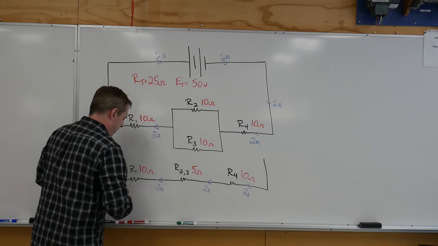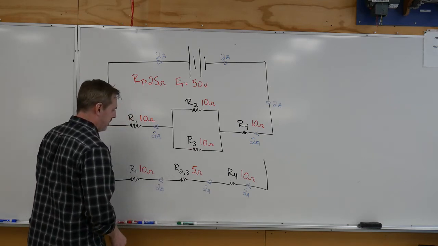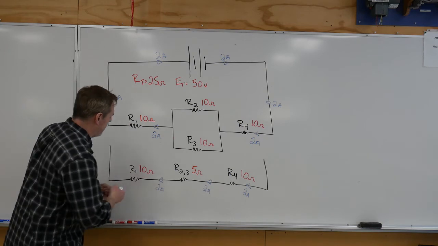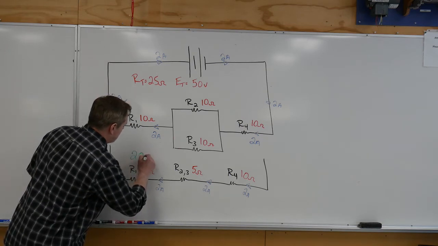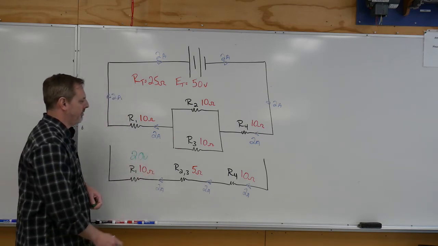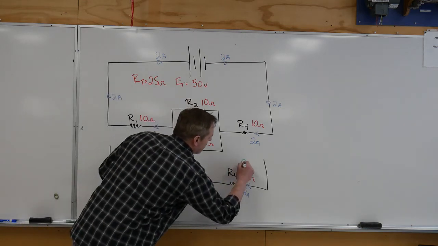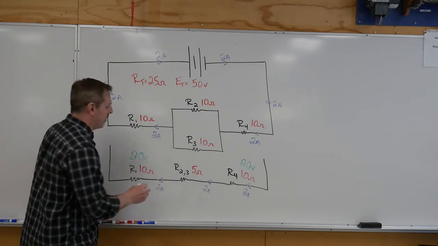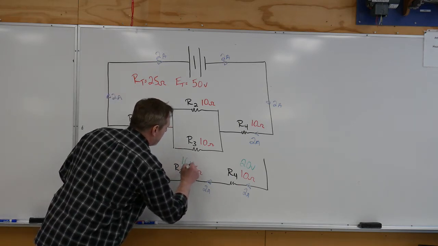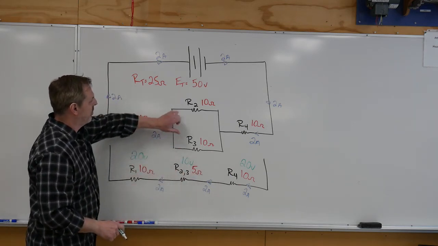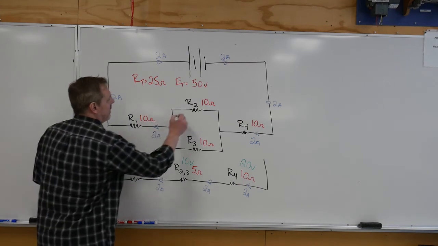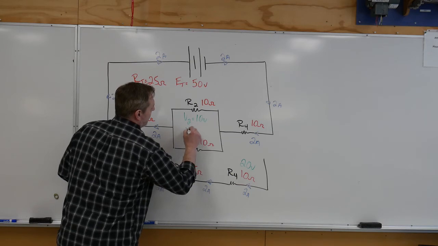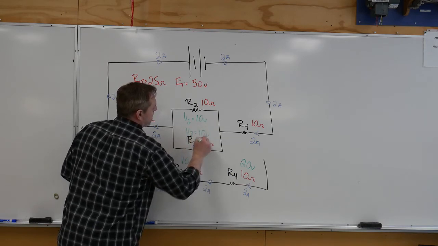okay, we can solve for voltage drops. Now our voltage drop at R1, 2 times 10, gives us 20 volts. Okay? 2 times 10 gives us another 20 volts. Okay? 2 times 5 will give us 10 volts here. That 10 volts will be at each of these. So V2 is equal to 10 volts and V3 is equal to 10 volts.